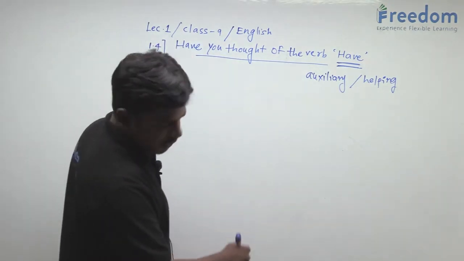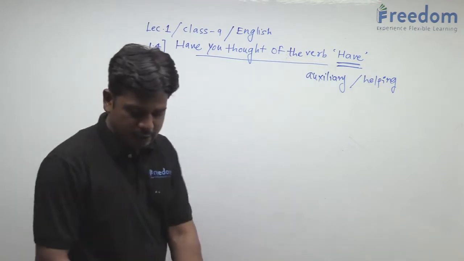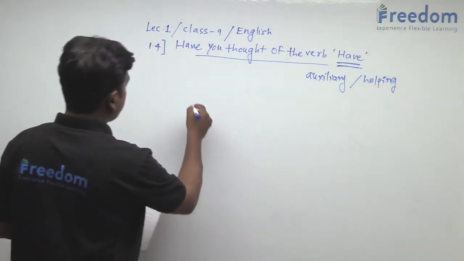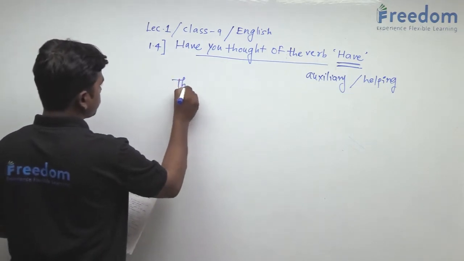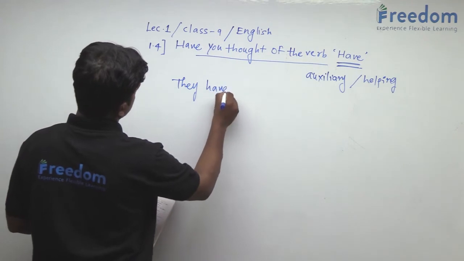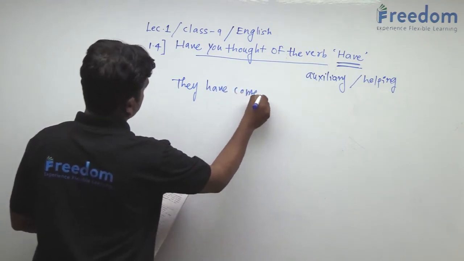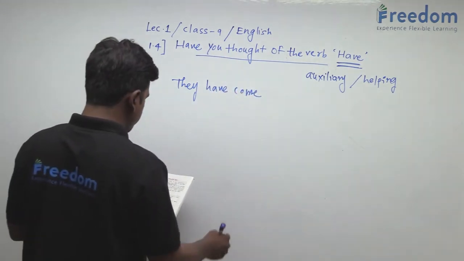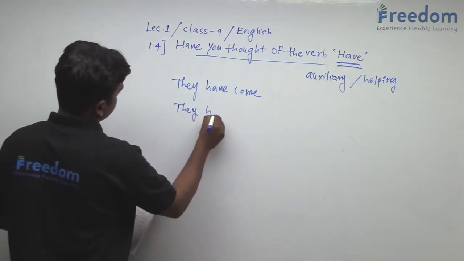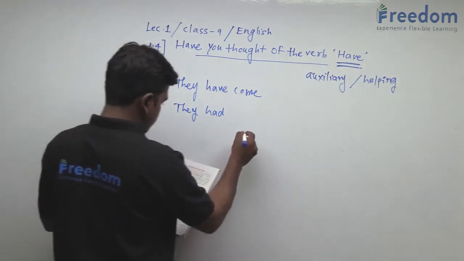So we form the perfect tenses like suppose this is a sentence that I am writing on a board. देखिए यहाँ पे मैं एक sentence लिखता हूँ. Then I will let you know about this. They have come. Yeah, so they have come here. Or next, they had forgotten.